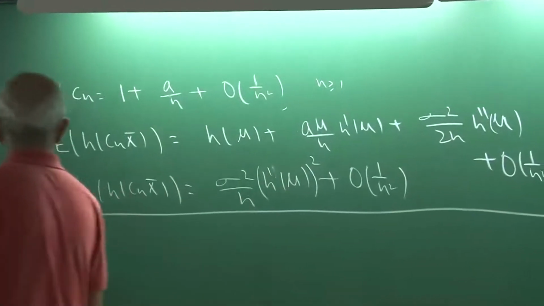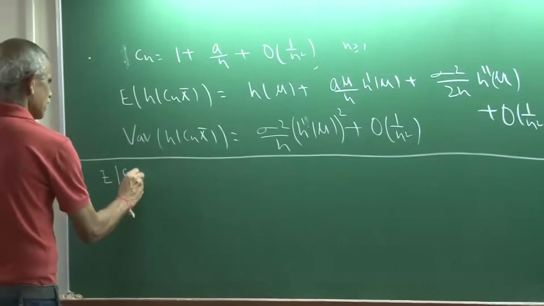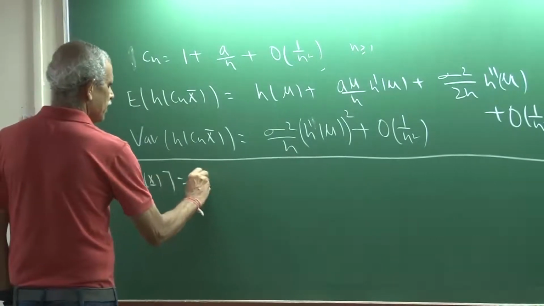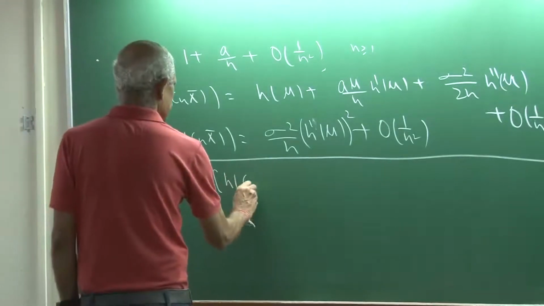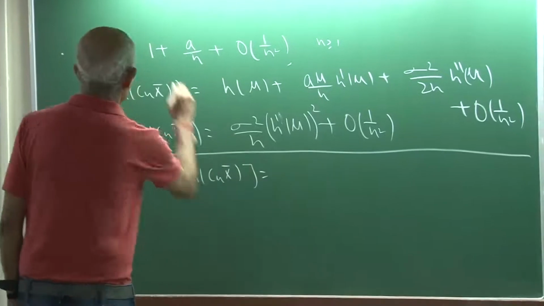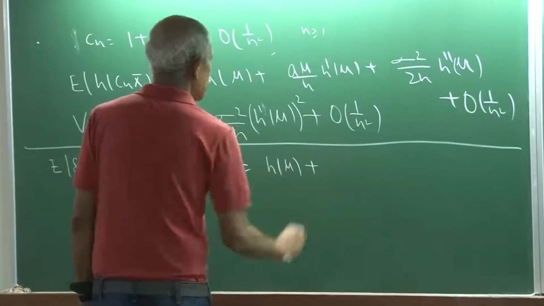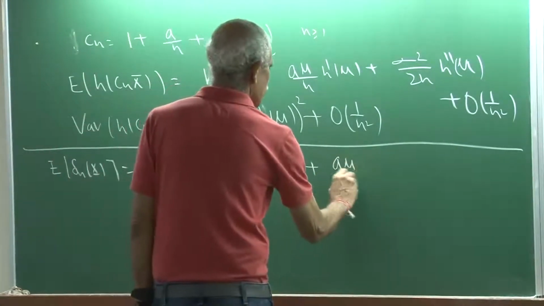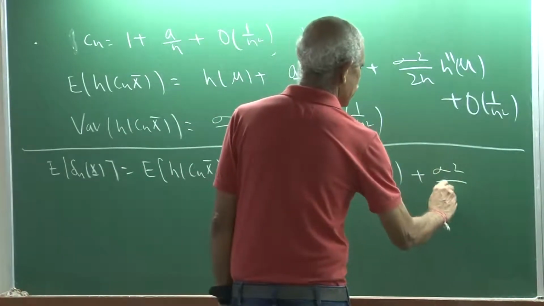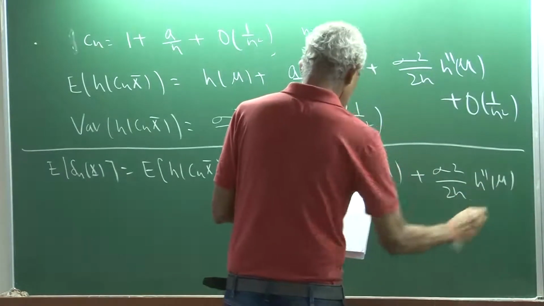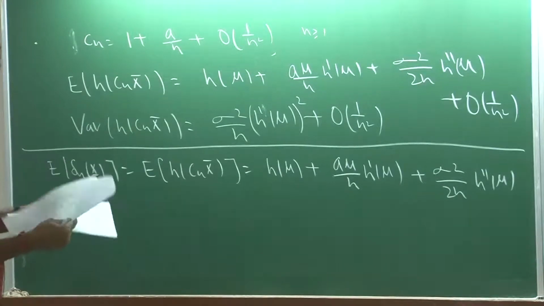So the expected value of delta of x is nothing but the expected value of h of c n x bar, which from here is nothing but h of mu plus a mu upon n h prime mu plus sigma square by 2n h double prime mu plus big O of 1 upon n square.